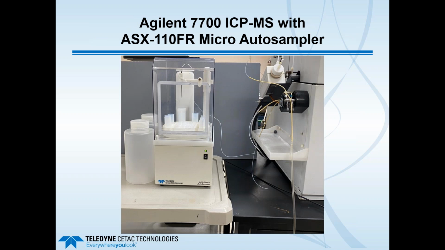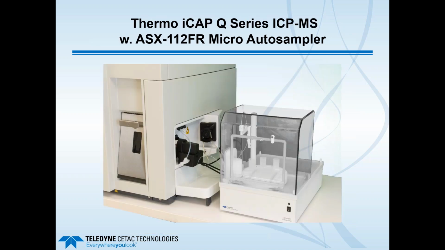So here's an example of an ASX110 set up next to an ICP-MS model with a left to right sample introduction orientation, in this case, an Agilent 7700 ICP-MS. The next example in this case is an ASX112, and this is set up next to a Thermo iCAP Q series ICP-MS, and this one has the right to left sample orientation. And the way the ASX112 Z-axis assembly and wire assembly is set up, this gives you a shorter flow path into the host nebulizer.